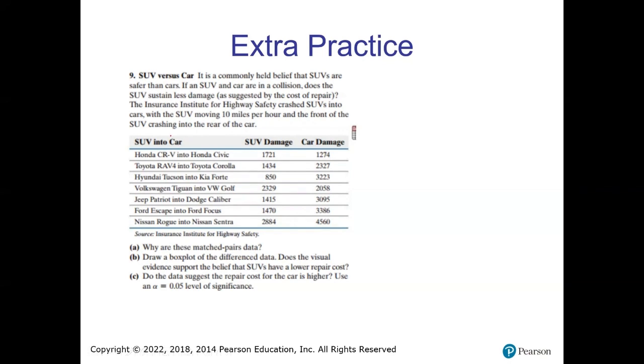You can see we paired here 1, 2, 3, 4, 5, 6, 7 pieces of data. So the question asks, why are these matched pairs? Why did they go together? You have to tell me, why is this data paired with this data? Well, it's because the two cars that are listed in each row were in a collision together.